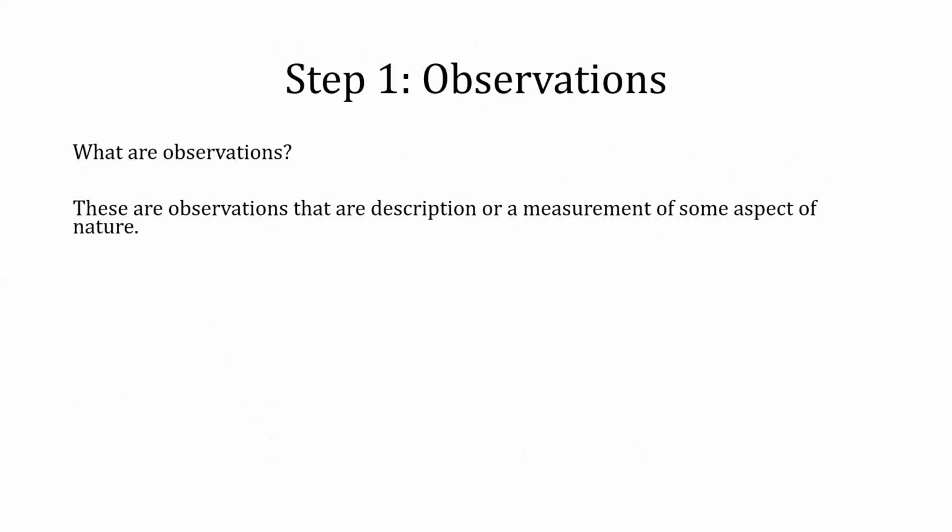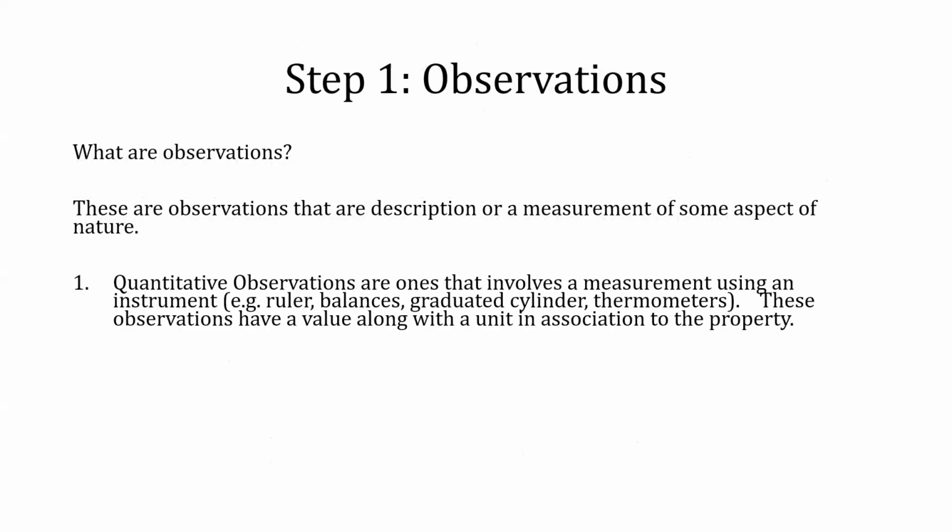What are observations? These are a description or a measurement of some aspect of nature. 1. Quantitative observations are ones that involve a measurement using an instrument, ruler, balances, graduated cylinder, or thermometers. These observations have a value along with a unit associated to the property. An example is the beaker weighs 100.12 grams.